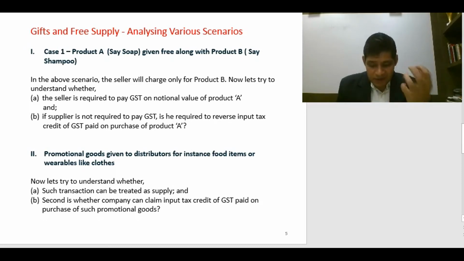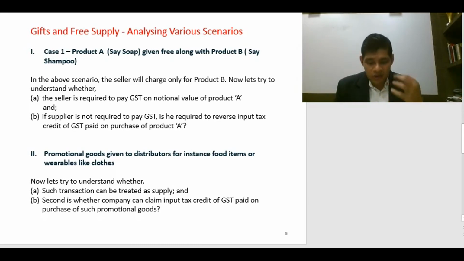This has also been confirmed by the FAQ by the central government. However, this transaction will be treated as a mixed supply under section 2 subsection 74, and in that scenario GST will be charged at the highest rate of the two products, either shampoo or soap. So in this example, the seller is not required to pay GST on the notional value of product A because the value of supply is the transaction value or the price actually paid or payable. In this scenario, the price paid or payable is only for product B, that is shampoo, and the seller is not getting anything for product A, that is soap. So he is not required to pay GST on the notional value. This has also been confirmed by the FAQs by the central government. However, since it's a mixed supply of soap and shampoo, the GST rate of the highest rate will be applicable on the invoice value in this regard.